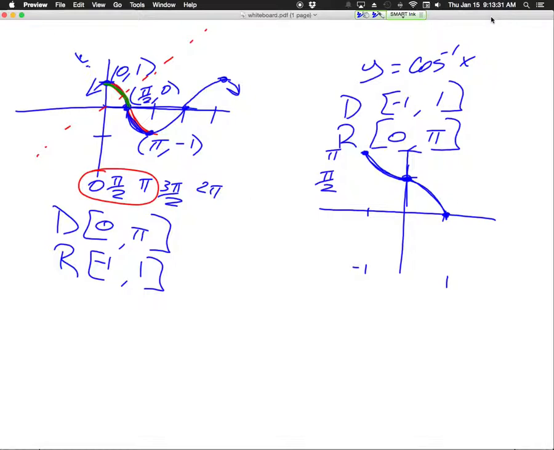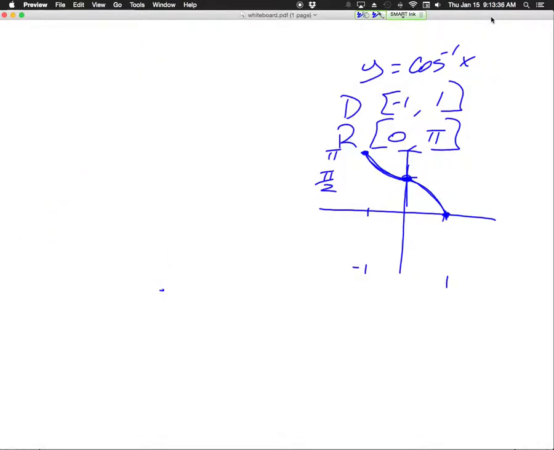Now we're ready to evaluate inverse cosine like we did sine. So y equals inverse cosine of, let's start with the square root of 3 over 2.